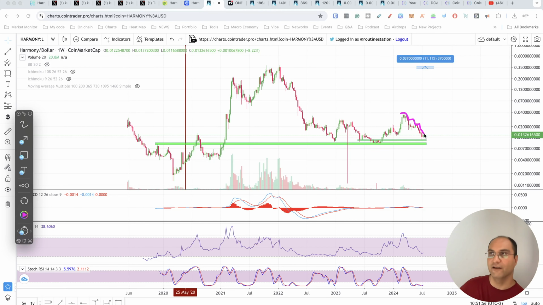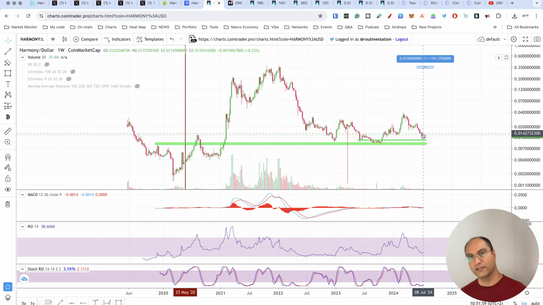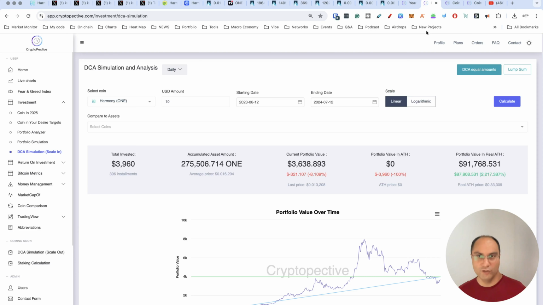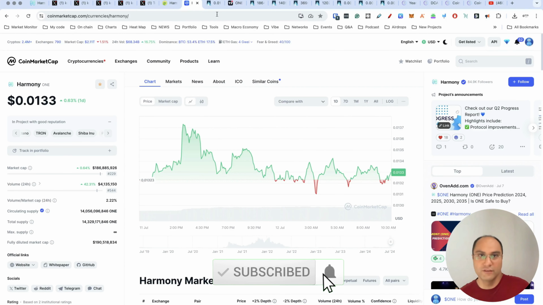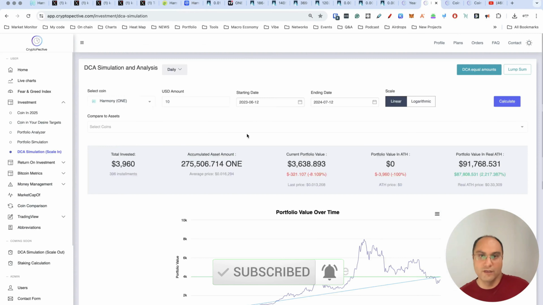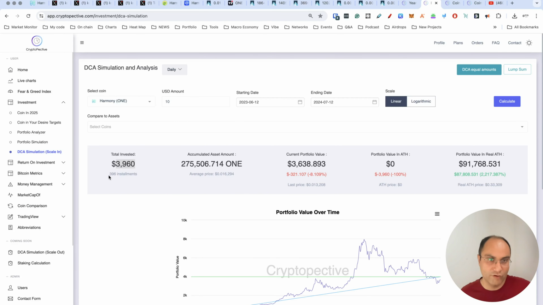If you want to have a value investing, now the project is developing. We can see the big news coming out every day from their community. Then, if you have the DCA from around June last year, June till now, we spent $3,960 over 396 days from 12th June 2023 till the time of recording of this video.